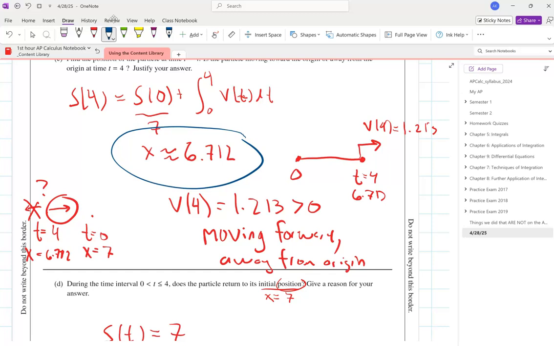When you use the IVT, though, what's the one thing you have to remember to state before you start using it? Continuity. Yes. All right. We'll talk about MCQs next time.